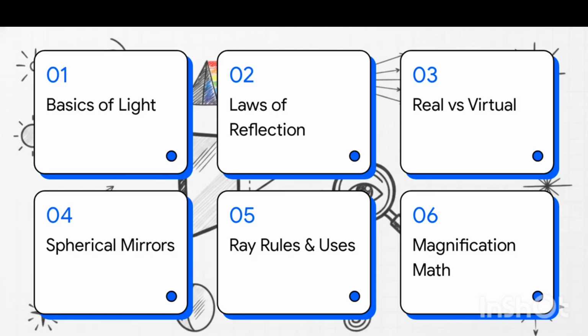Here is our roadmap for today. We're covering 1. Basics of light, 2. Laws of reflection, 3. Real versus virtual images, 4. Spherical mirrors, 5. Ray rules and uses, and finally, 6. The math of magnification. Let's get right into it.